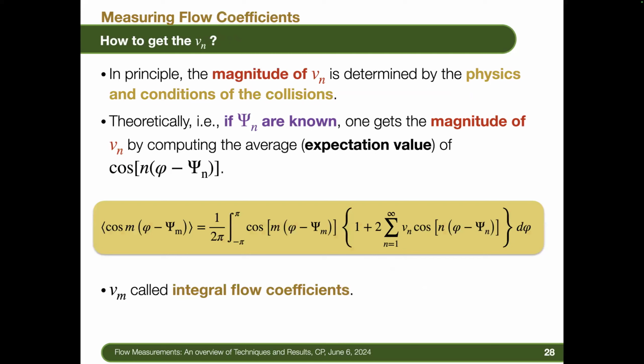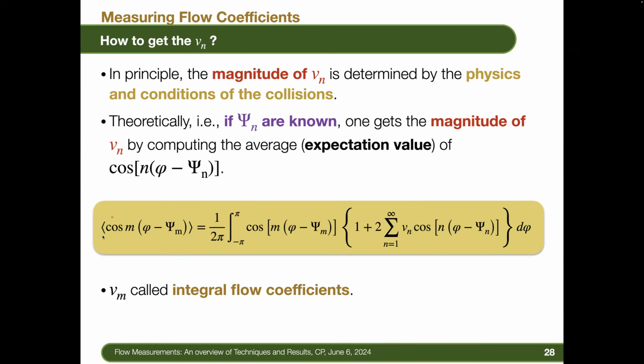So the first thing we can ask is, what is the magnitude of these coefficients? We will proceed with the understanding that the magnitude of this coefficient is driven by the physics of the collisions and the conditions of the matter in these collisions. So evidently, if the psi coefficients were known, we can calculate the magnitude of the coefficients by just calculating the average of the cosine here. And thankfully, I have the n here. Or n or m, depending.